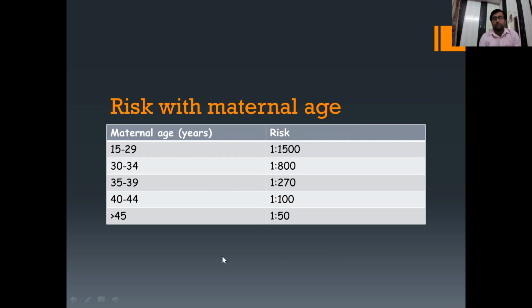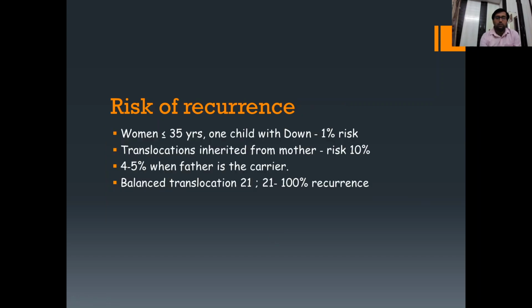Now, risk with maternal age. As we all know, Down syndrome is due to non-disjunction of chromosomes. So this risk of non-disjunction is increased with increasing maternal age. Most of the time, the non-disjunction is in the maternal pair of chromosomes. So this is how the risk of Down syndrome increases from 1 in 1500 per live birth to 1 in 50, from ages 15 to more than 45 years.